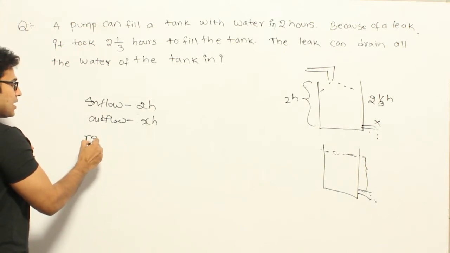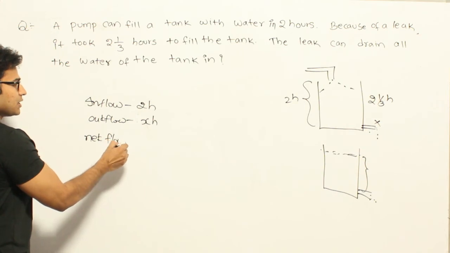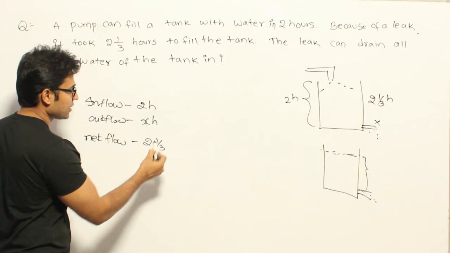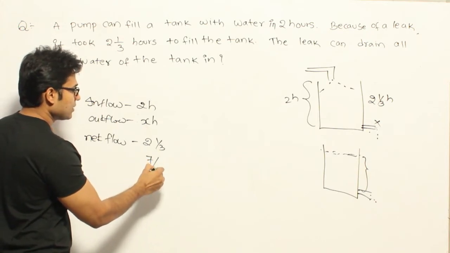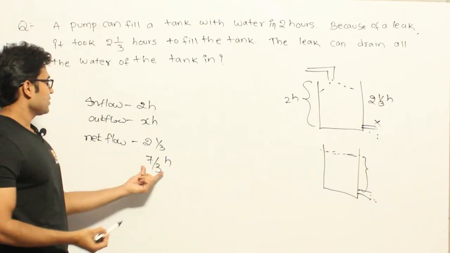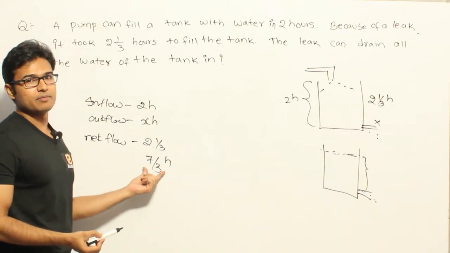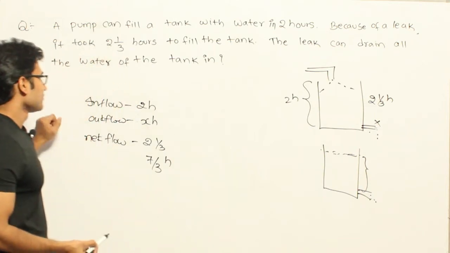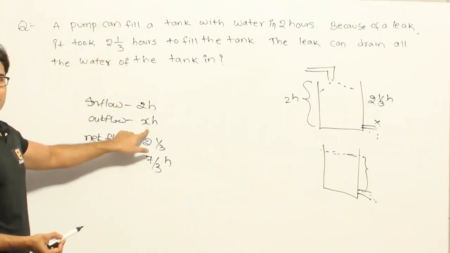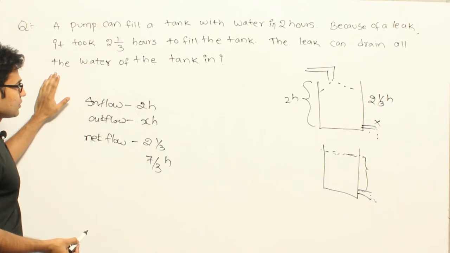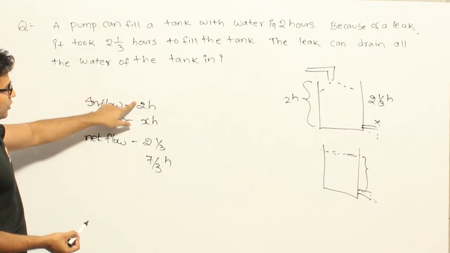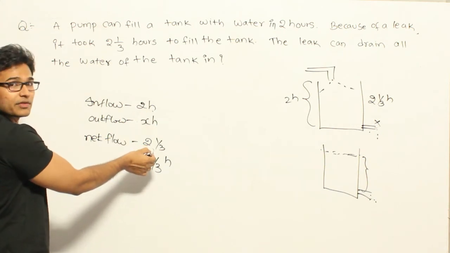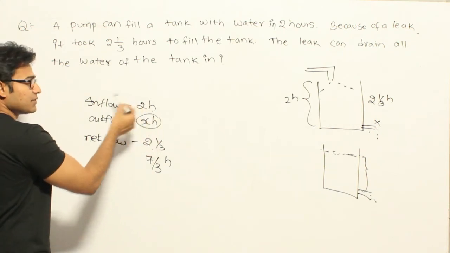But then when I operate both of them, there is some net inflow, and that net inflow is able to fill the tank in 2 1/3 hours, right? So what is 2 1/3 hours? 7/3 hours. In 7/3 hours, we are able to fill the entire tank. Now we have to find it out. So one thing you might observe is, what you might think is, this is going to give us 2 hours and this is going to give us 2 1/3 hours. You might think that the outflow is 1/3 hours, right?